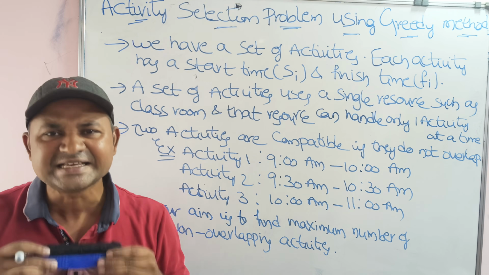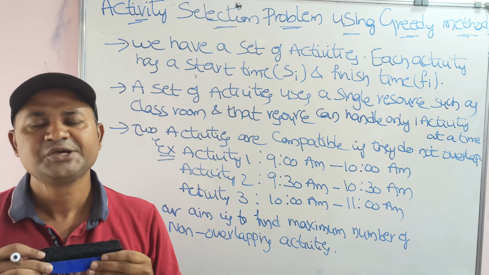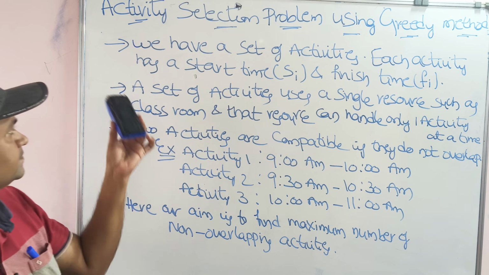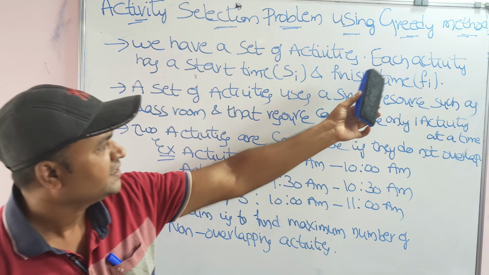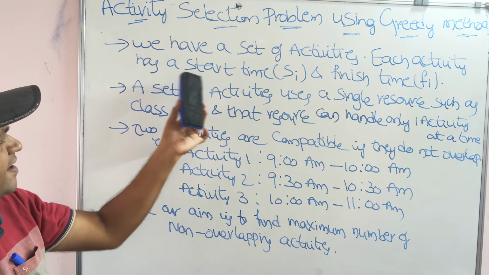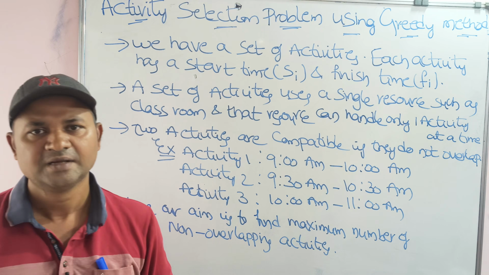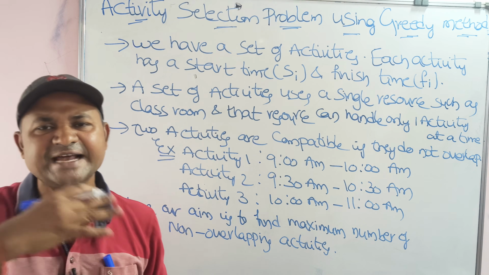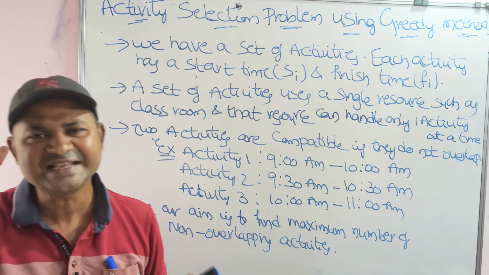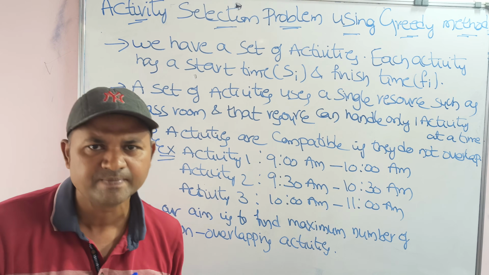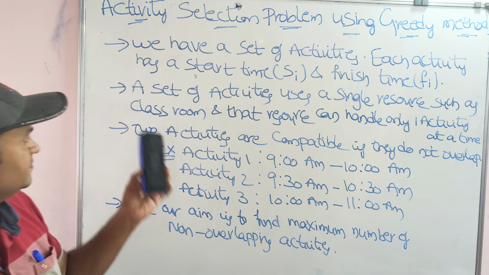Now let us discuss the activity selection problem using the greedy method. Here we have a set of activities. Each activity has a start time Si and finish time Fi. Here the input is a set of activities, a collection of activities. For each activity, start time as well as finish time will be given.